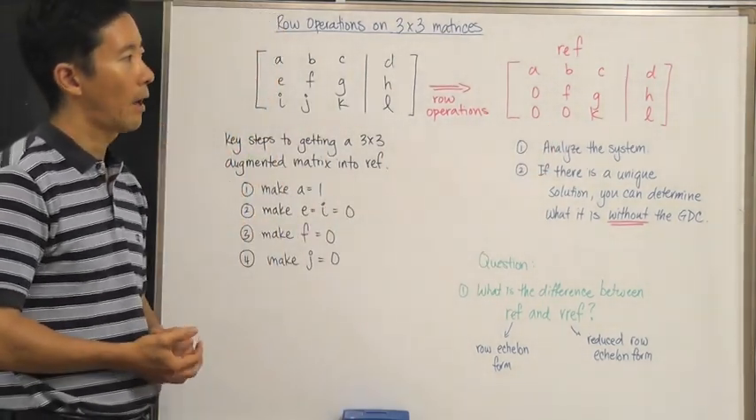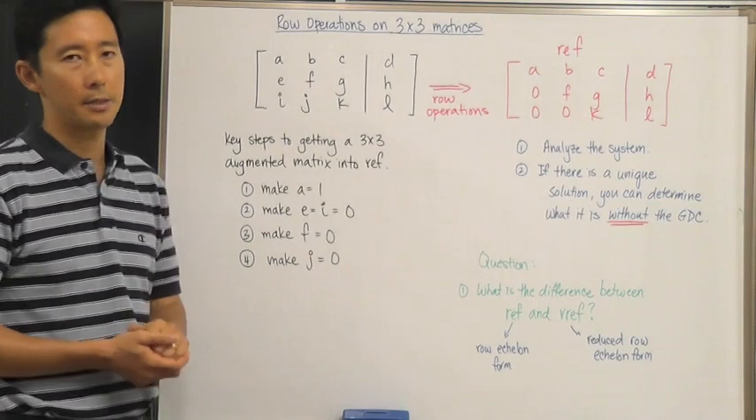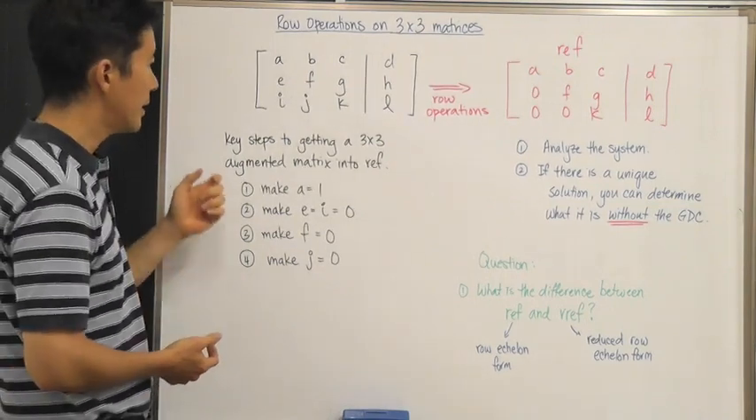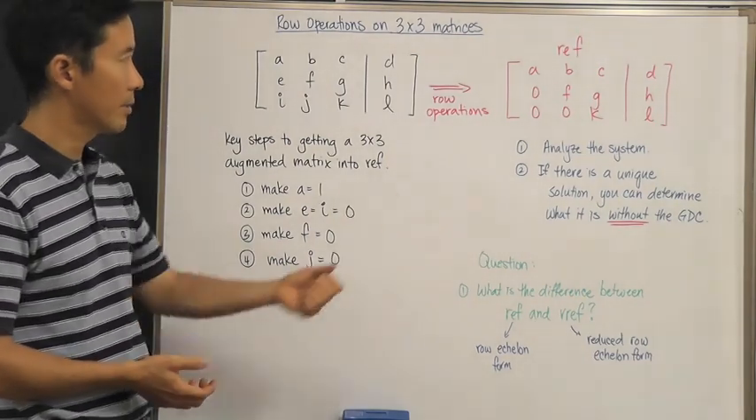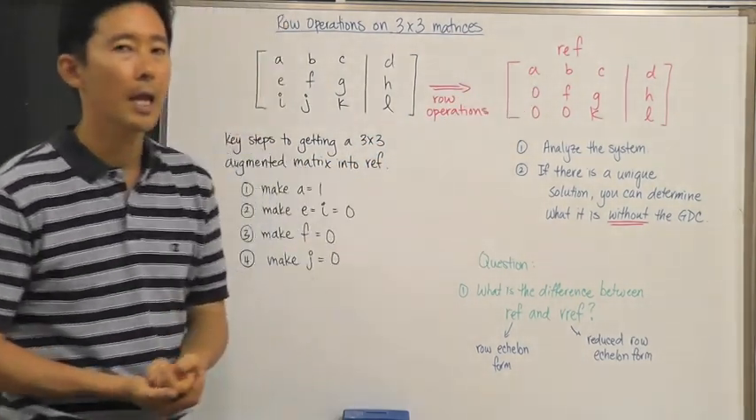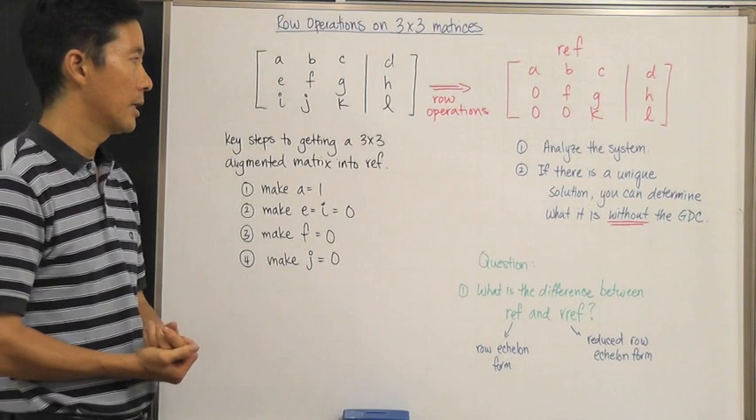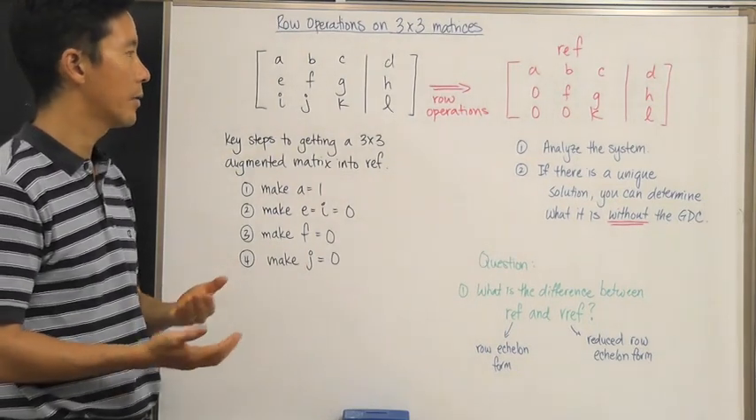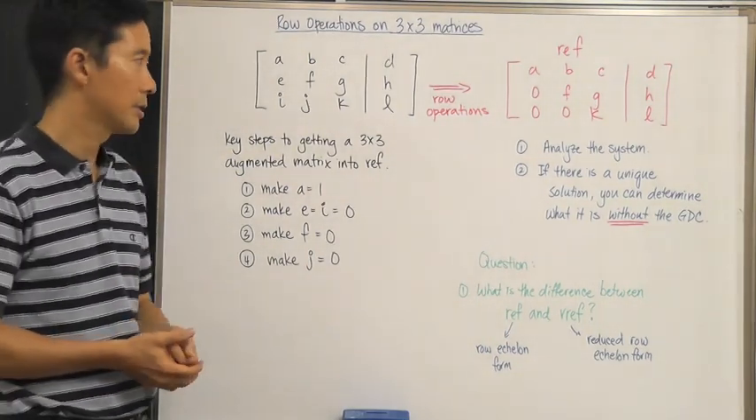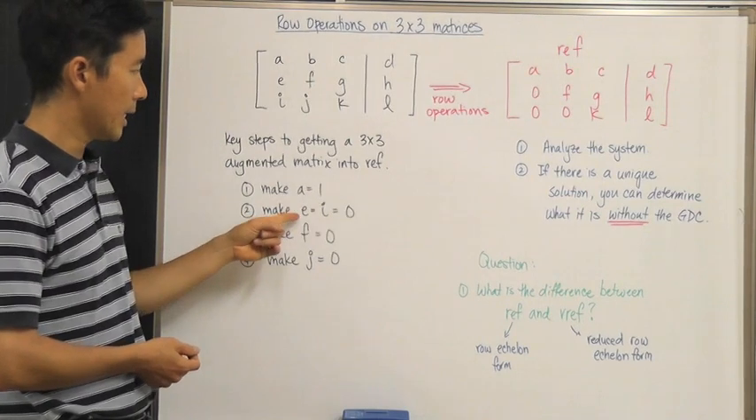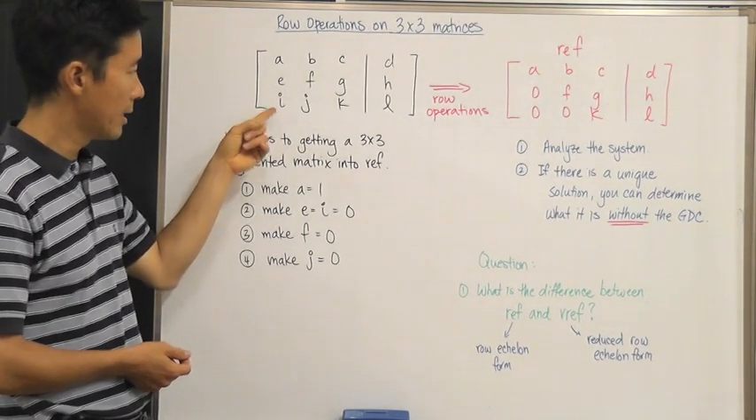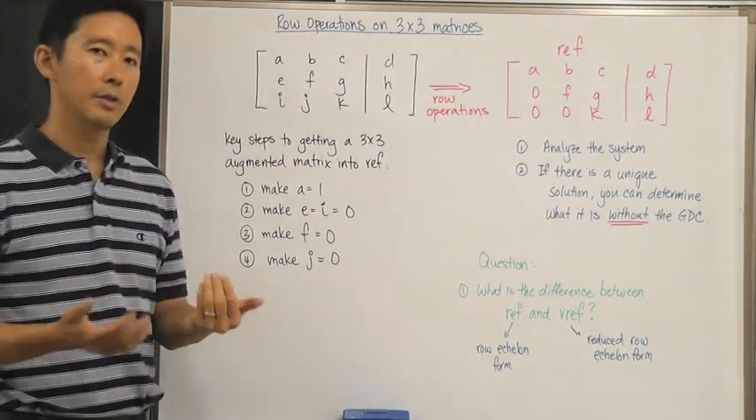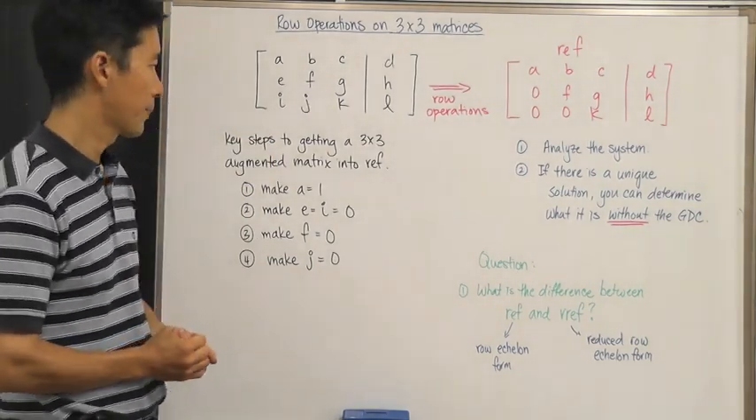Okay, now how are we going to get it into that form? Well, there are some key steps. First of all, again, we want to first try to make A equal to 1. If A is equal to 1, then we can use our row operations to very simply make E, this element here, and this element I, equal to 0.